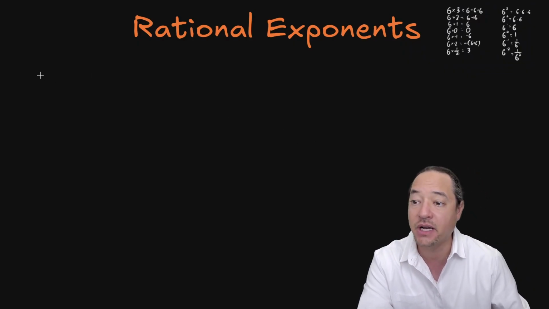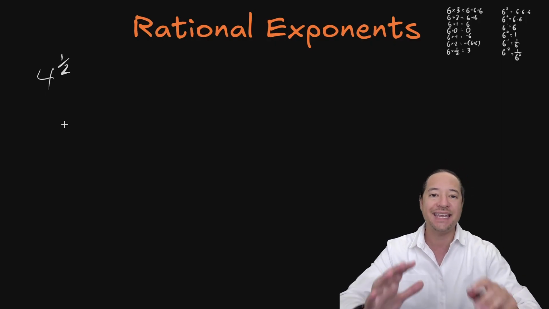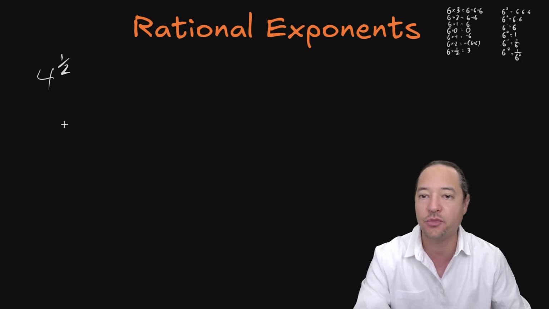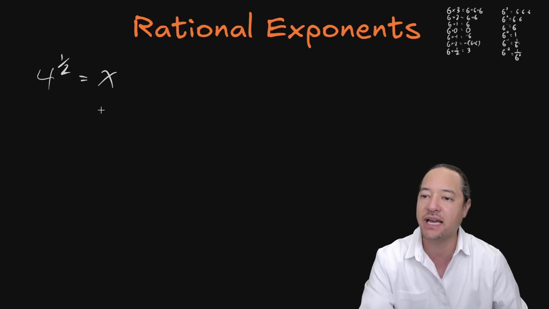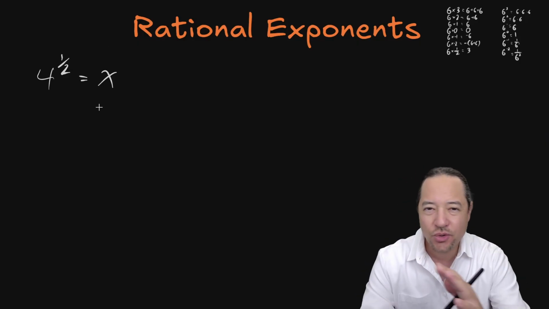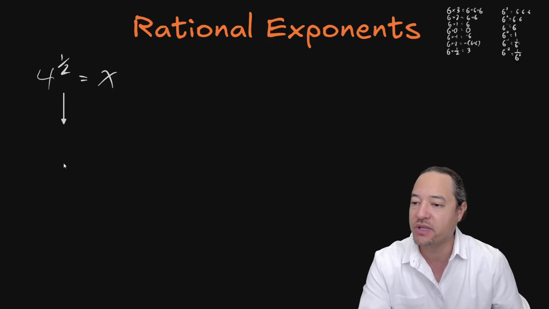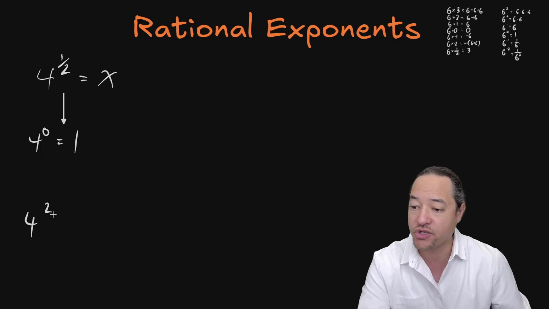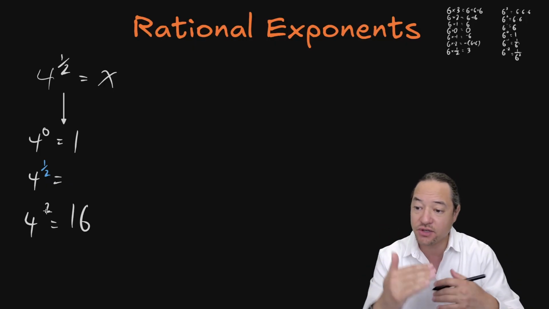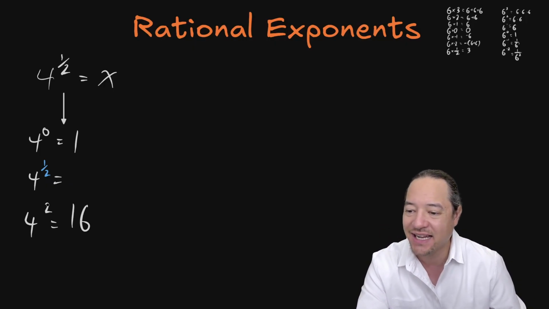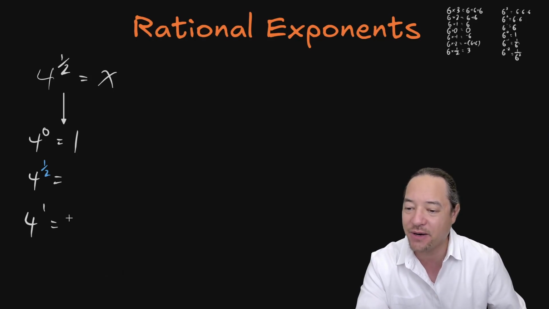What if I have a number like 4 to the 1/2 power? Okay, it's a fraction up there, a rational number in the exponent, and I want to know what this equals. I'm just going to call that x because I don't know what that is right now. We can sort of take a guess, right? So one way we could do this is think about, well, 4 to the 0 equals 1, and 4 squared equals 16. So 4 to the 1/2 power, that's halfway in between 0 and, oh, actually, I shouldn't do that. I should say 4 to the first power. Okay, 4 to the first power, that's just going to be 4.